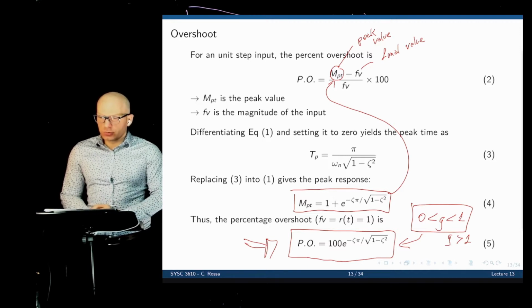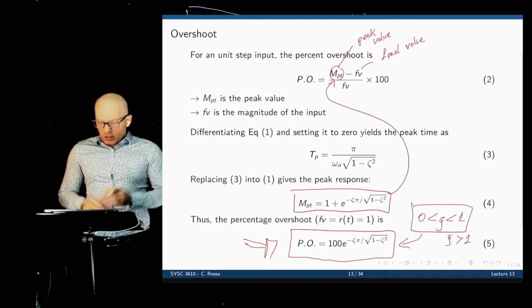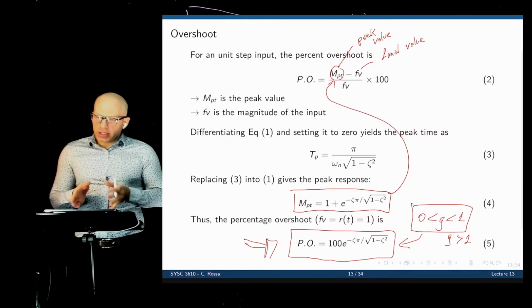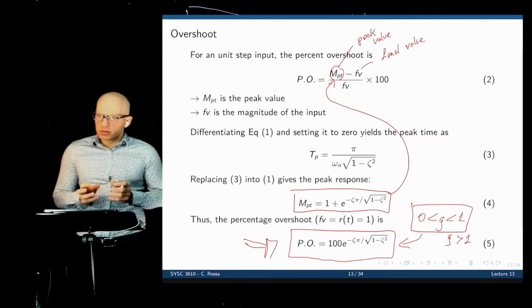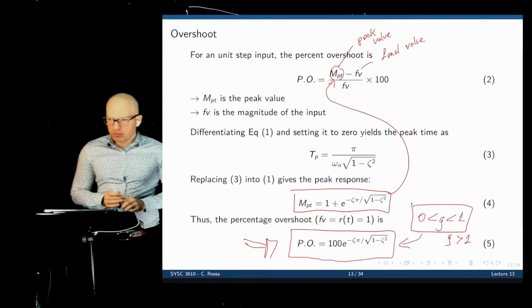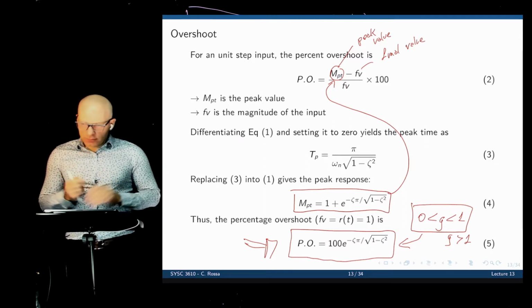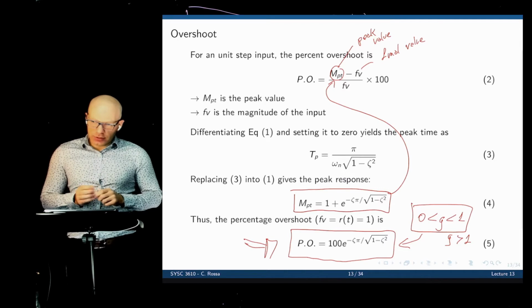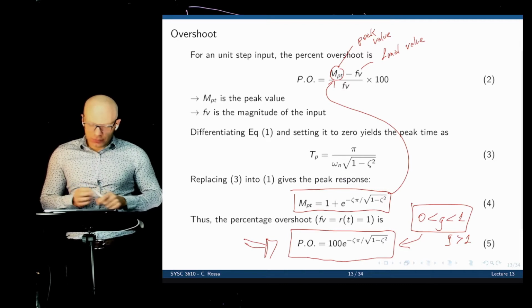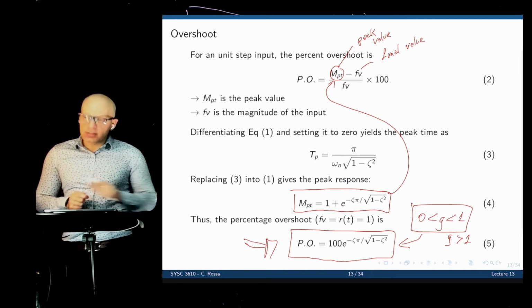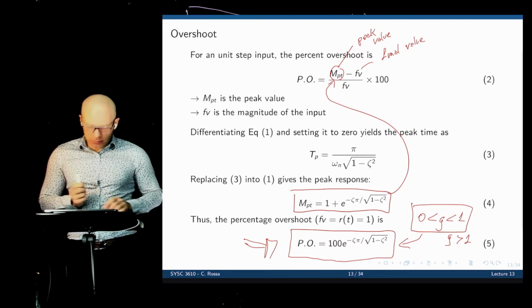What is the overshoot when zeta is greater than 1? There is none. It's 0. Very good. This equation then only applies for underdamped systems, meaning that zeta is between 0 and 1. Okay, so that's the first part of the story. Here is the percent overshoot. So highlight this equation. We're going to use this all the time.